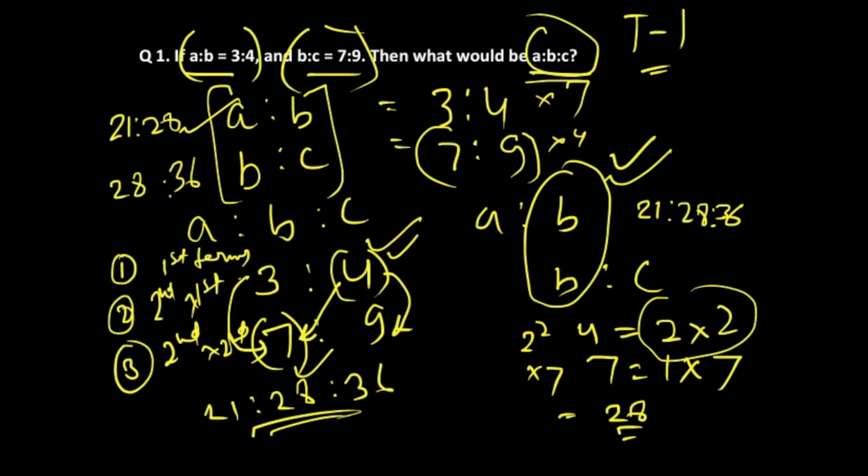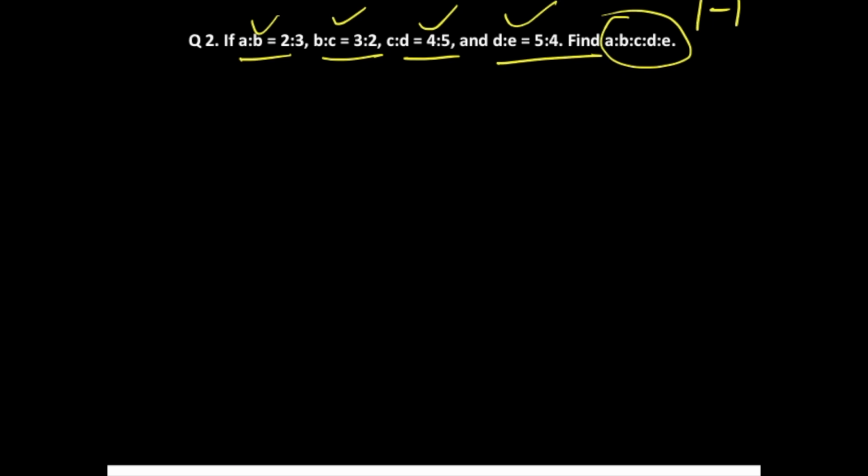Let's have a look at the second question. In the second question we are given three ratios: A is to B, B is to C, and C is to D. And in fact we are given a fourth expression as well, D is to E. We are supposed to combine them again. So this is also our type 1 question. How will you do it? We'll write them in our usual format: A is to B is 2 is to 3, B is to C is 3 is to 2, C is to D is 4 is to 5, and D is to E is 5 is to 4.